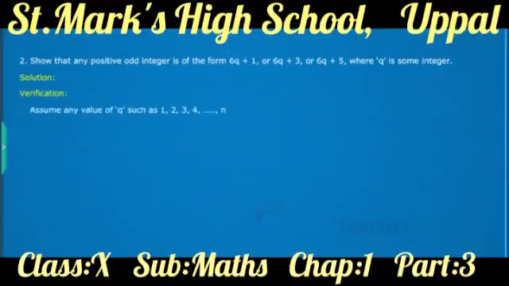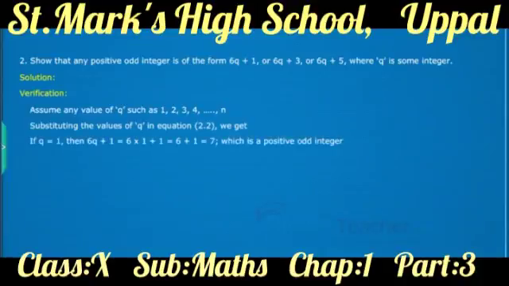Verification. Assume any value of q such as 1, 2, 3, 4, and so on up to n. Substituting the values of q in equation 2, we get if q equal to 1, then 6q plus 1 is equal to 6 into 1 plus 1, which is equal to 6 plus 1, that is 7, which is a positive odd integer. 6q plus 3 is equal to 6 into 1 plus 3, which is in turn equal to 6 plus 3, that is 9, which is a positive odd integer.